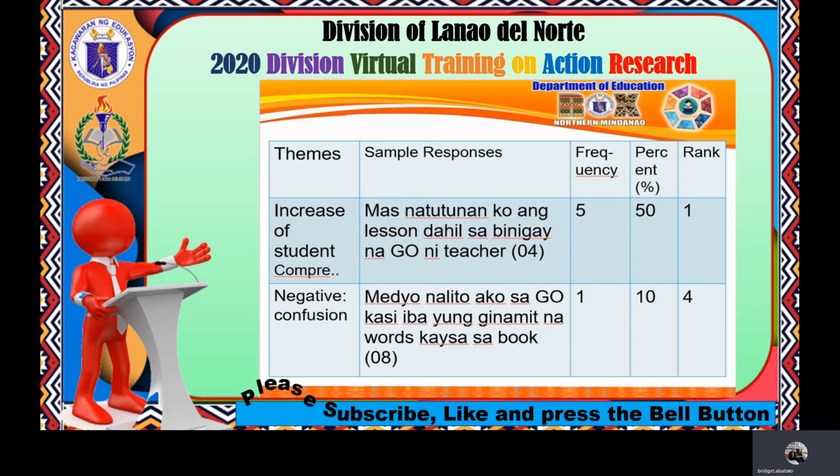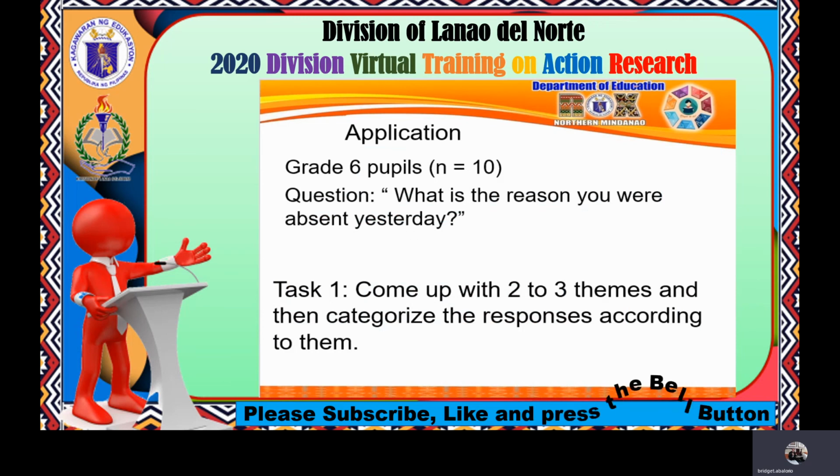Okay, sample responses: Medyo nalilito ako sa graphic organizer. Kasi iba yung ginamit ng words kaysa book. There is only 1 student who answered the same way. So since there is only 1, the percentage is 10 out of 100. Then it ranks number 4. Okay, so any questions so far? So it is very easy to do qualitative action research, especially in analysis of the data.